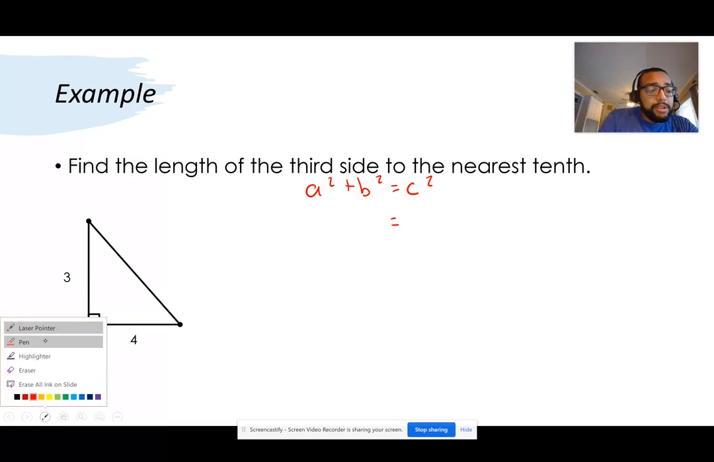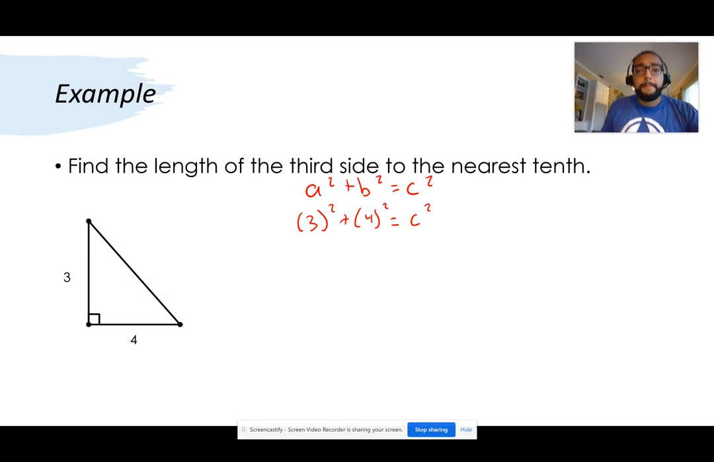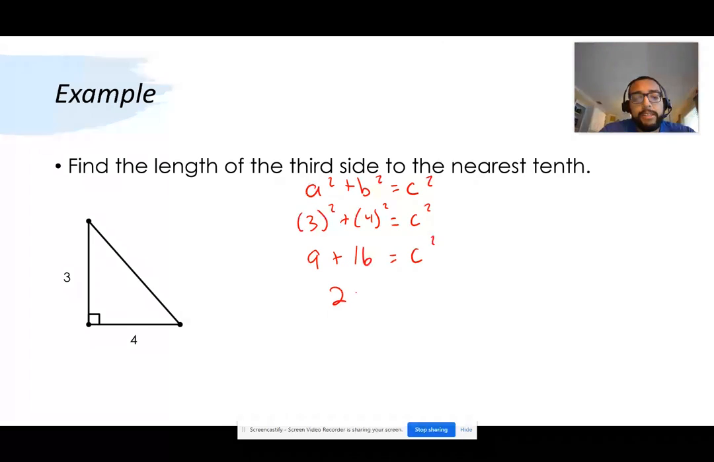So I'm just going to plug in what I know. I'll say the side with the 3 is a, so that's 3 squared. The side with the 4 is b, so 4 squared. And from there, I'm just going to find c. Now we just simplify. 3 squared is 9, 4 squared is 16, and 9 plus 16 is 25.